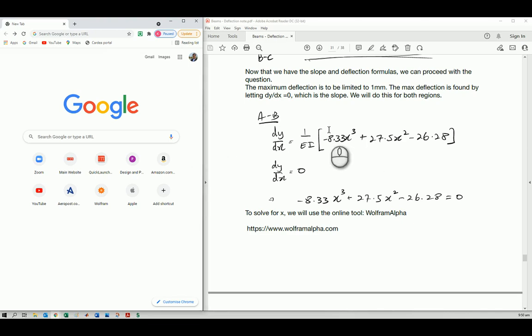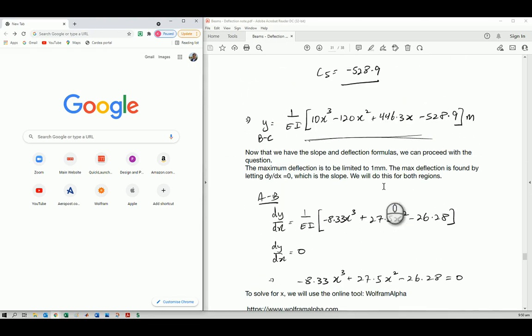So we reached this section here where we already calculated the deflection between the regions AB and BC. Now we need to get the maximum deflection because the question wants us to get the deflection to be limited to 1 millimeter. So in order to do that, we need to calculate the maximum deflection. So what is this maximum deflection?